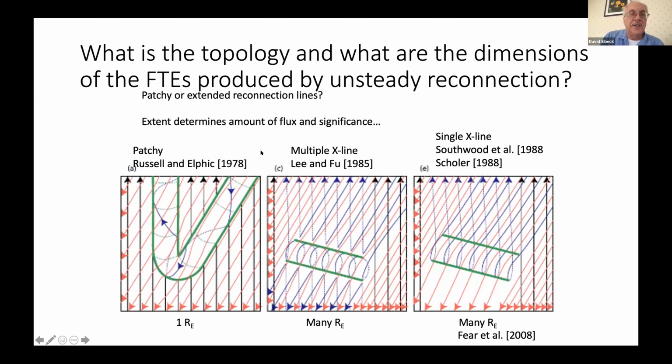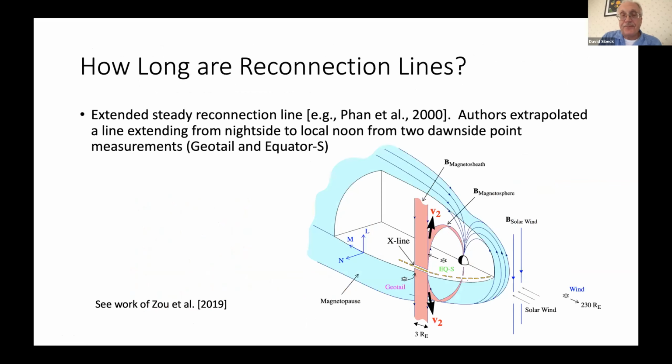It's an open question. Here's the original picture of a flux rope with a dimension of about an Earth radius. Maybe it's a true flux rope with many Earth radii, or maybe it's a bubble extending over many Earth radii. Lots of possibilities. How long indeed is the reconnection line?